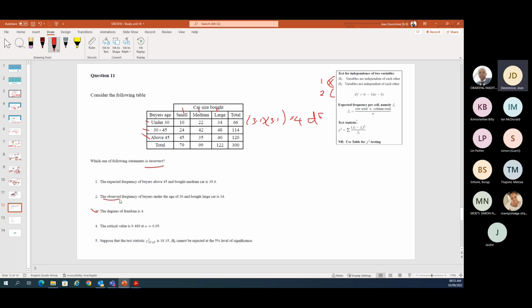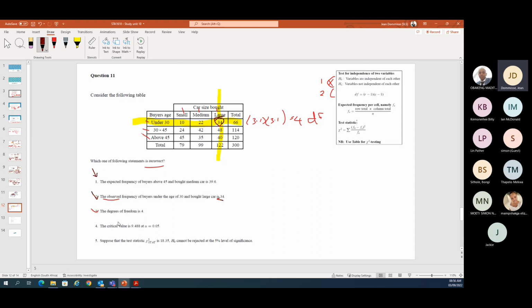Okay, let's do observed first because observed is as is in the table. The observed frequency of buyers under the age of 30 who bought a large car. Large car. Okay, so we basically want that number, 34. 34, correct. Okay, I'm going to keep that one aside for now.